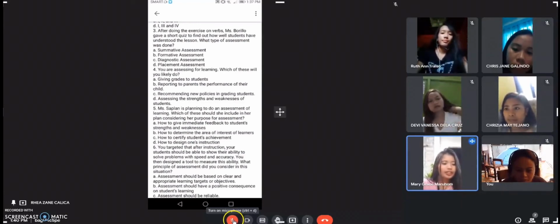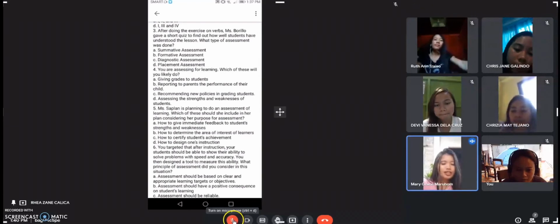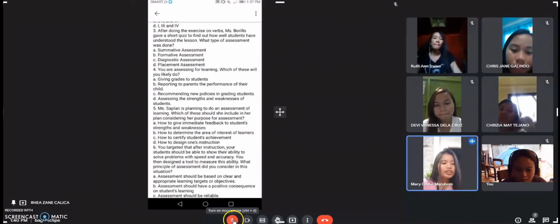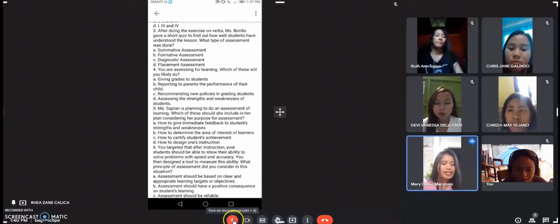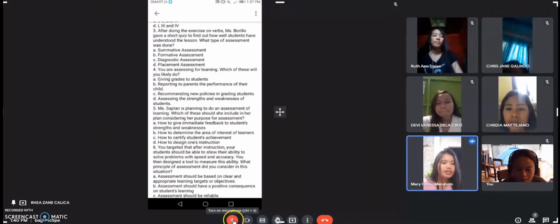Question number 6. We targeted that after instruction, the student should be able to show their ability to solve problems with speed and accuracy. When you describe a tool to measure this ability, what principles of assessment did you consider in this situation? A. Assessment should be based on clear and appropriate learning target or objectives. B. Assessment should have a positive consequence on student learning. C. Assessment should be reliable. D. Assessment should be fair.